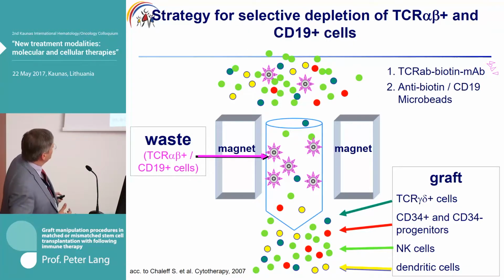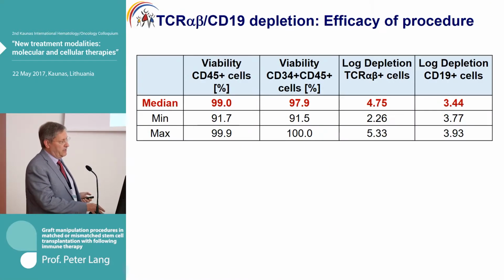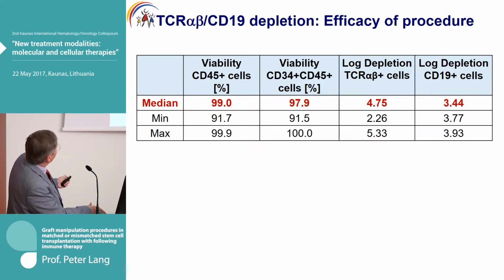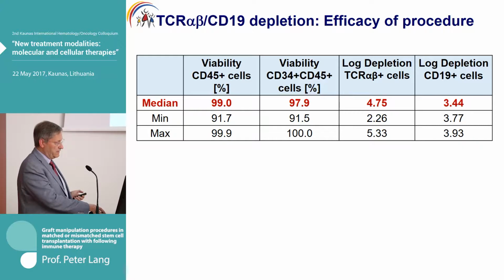And this is the strategy for this depletion procedure. It consists of 2 steps. First, cells are incubated with the alpha-beta biotin-conjugated antibody, and second, anti-biotin and CD19-coated microbeads are added. So we only lose alpha-beta and CD19 positive cells, and we preserve all other cell types in the graft. And this is the efficacy of the procedure. We ended up with a 4.75 log depletion of alpha-beta T cells and a 3.4 log depletion of B cells.